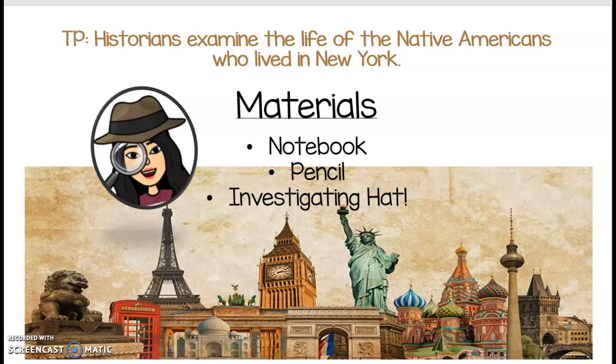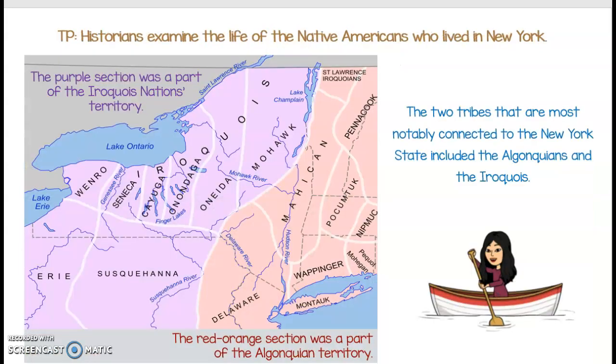Our goal of today's lesson is to compare and contrast the life of different Native American tribes. So the two most notable tribes were the Iroquois and the Algonquin. When we take a look at this map, you're going to see that New York State is divided into two different colors, the purple section and the red-orange section. The purple section was a part of the Iroquois Nation's territory, and the red-orange section was a part of the Algonquin territory.